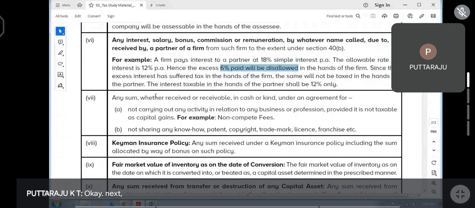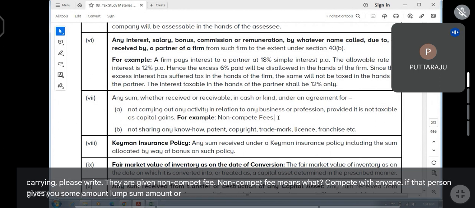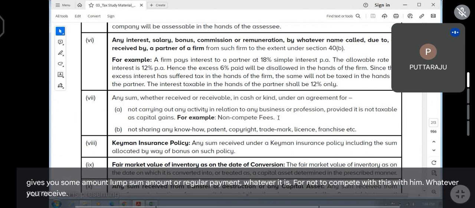Next, any sum, whether received or receivable in cash or kind, under an agreement for not carrying out any activity, please write, they are given non-compete fee. Non-compete fee means what? If you compete with anyone, if that person gives you some amount, lump sum or regular payment, whatever it is, for not competing with him, whatever you receive will be taxable as business income.